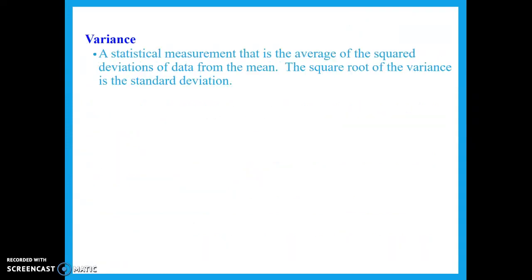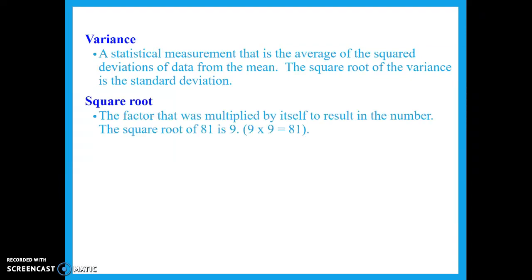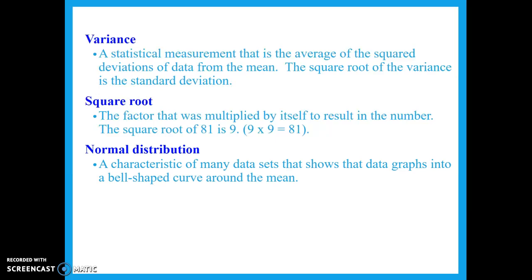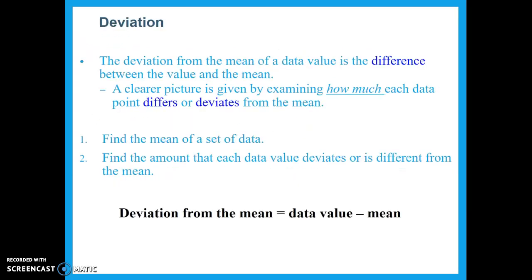Variance is the average of the squared deviations of data from the mean. Square root is the factor, what number times itself gives you that number. Normal distribution is the bell-shaped curve. So the deviation from the mean of a data value is the difference between the value and the mean. A clearer picture is given by examining how much each data point differs or deviates from the mean.